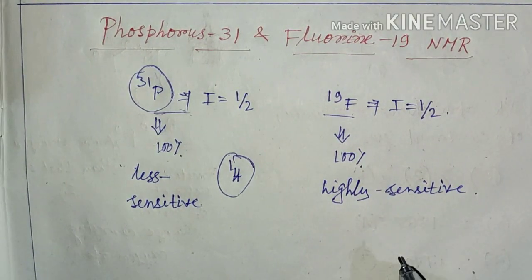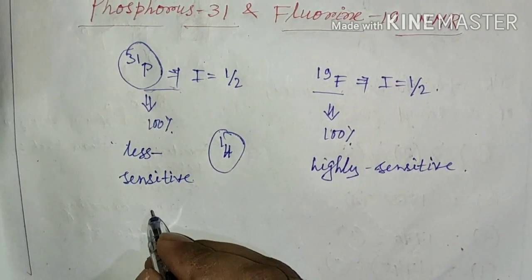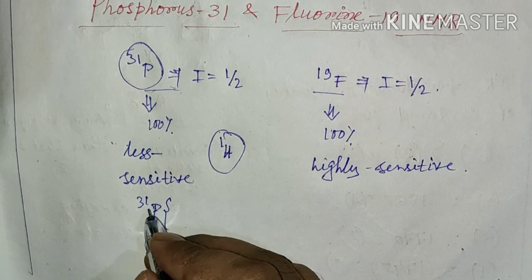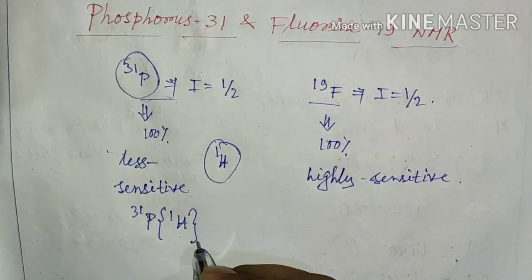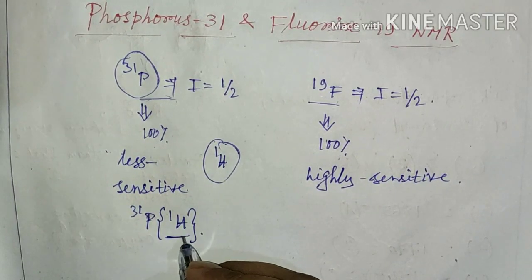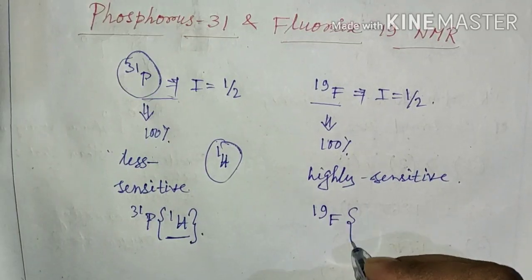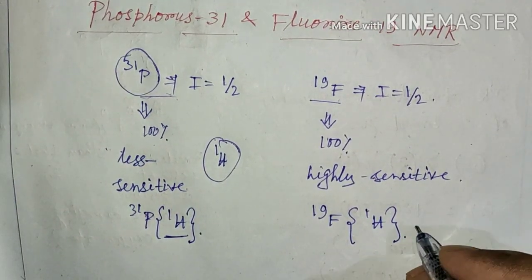And for simplicity of the NMR spectra, we can perform the proton decoupled 31P NMR, that is, the NMR active phosphorus nucleus will not couple with any NMR active proton. Similarly, fluorine NMR can also be performed proton decoupled or proton coupled.